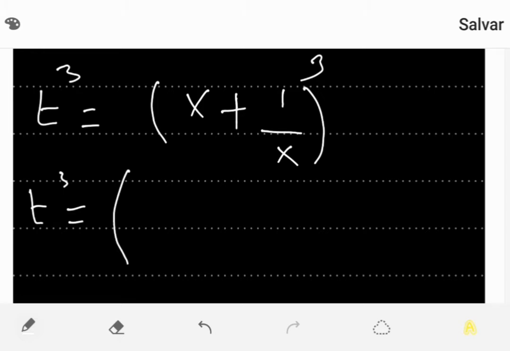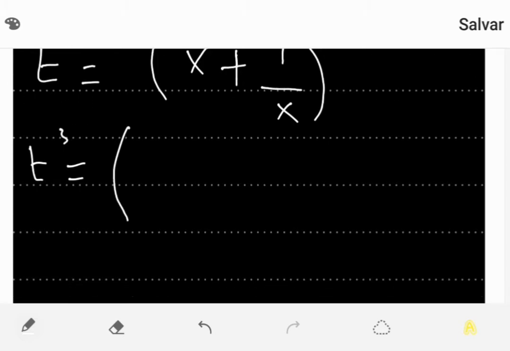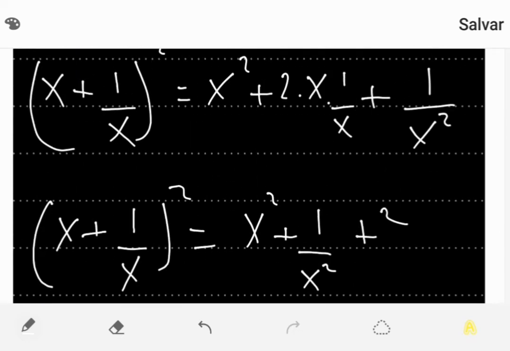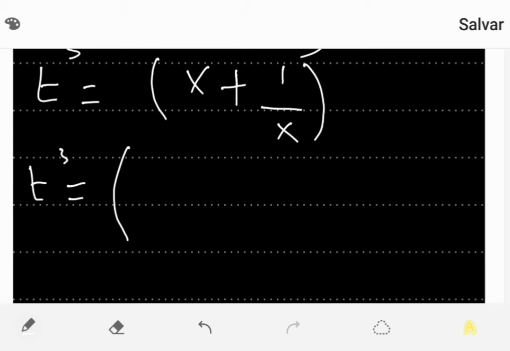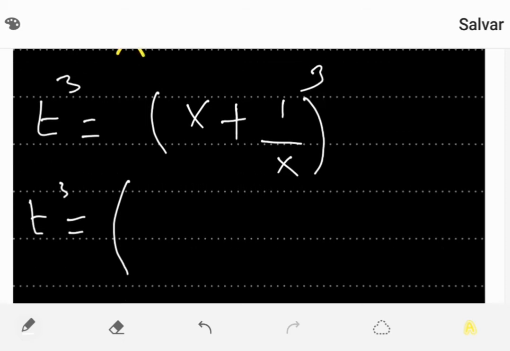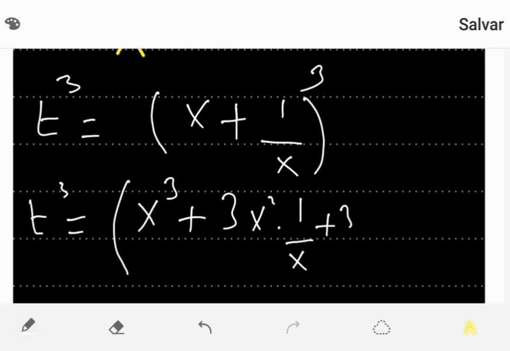Well, let me just see if I did everything right. Yes, everything is right. So now the formula for the cubed is the cube of the first, plus 3 multiplied by the square of the first multiplied by the second, plus 3 multiplied by the first multiplied by the second squared, plus the third cubed, right?